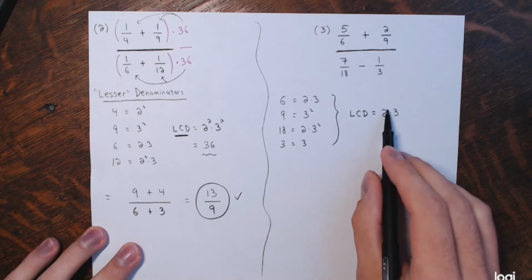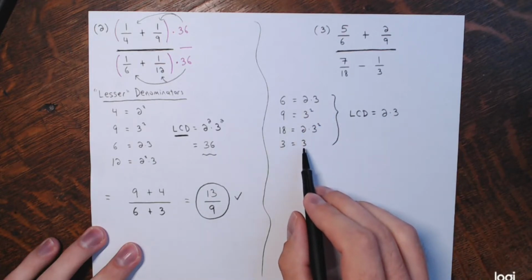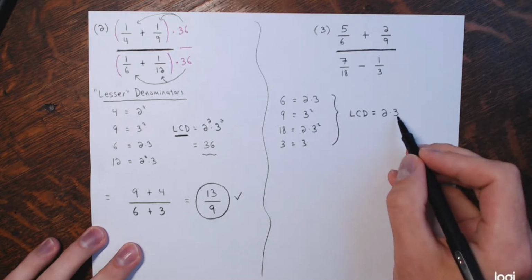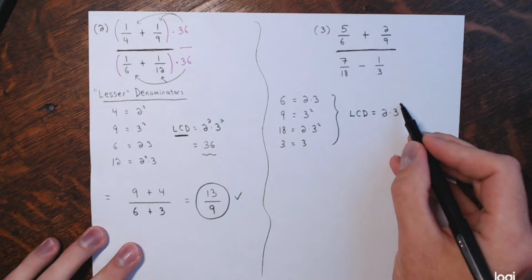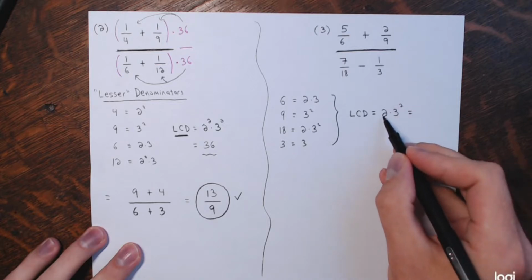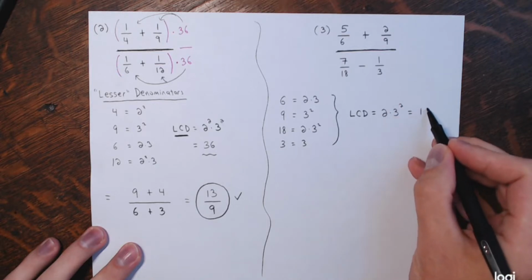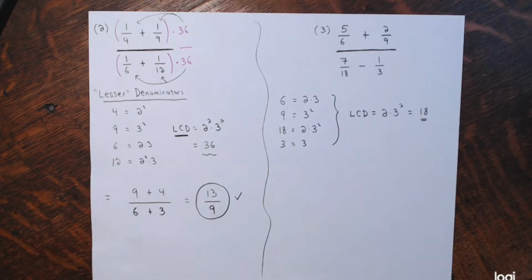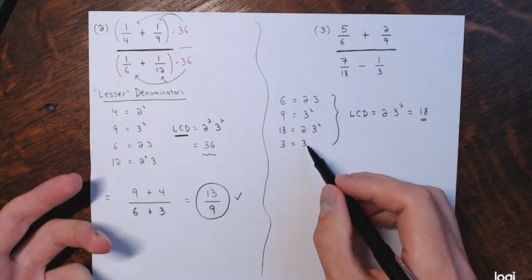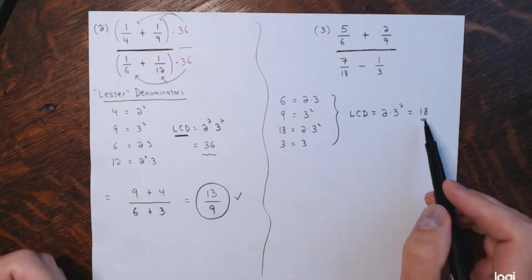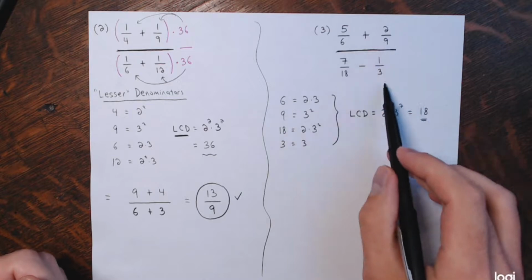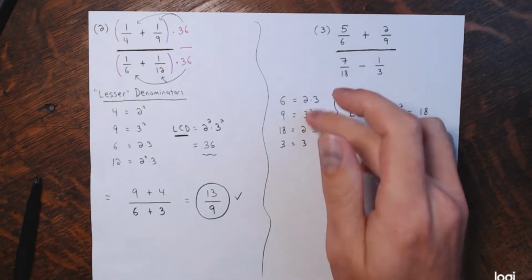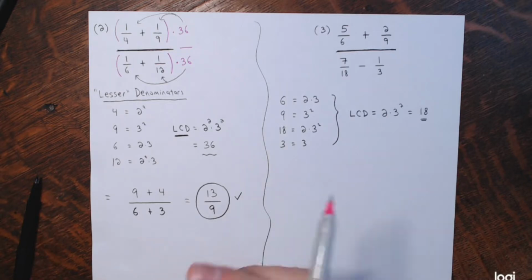The highest power on any of the 2's is 2 to the first, so it just stays 2. The highest power on any of the 3's is 3 squared. So the LCD is 2 times 9, which is 18. All right. And again, you could have figured this out probably without doing all this factorization. You probably could have said 18 is a common multiple of 6, 9, 3, and 18. But again, I'm just showing you how I'm going to be finding the LCD in every single one of these problems.